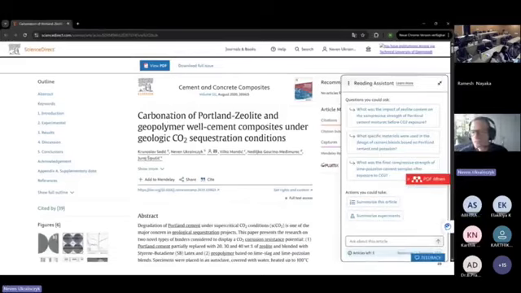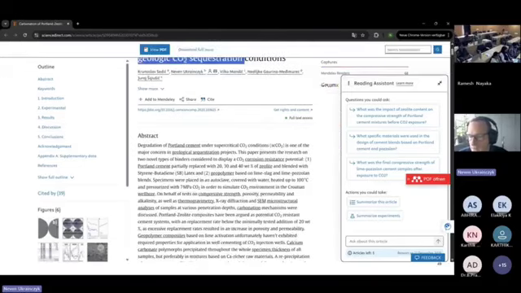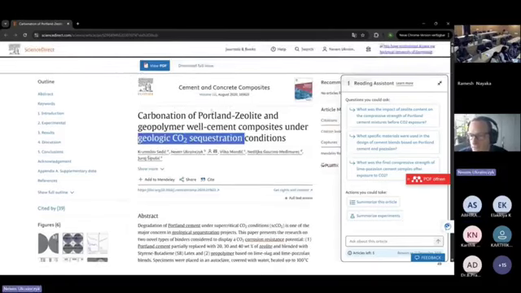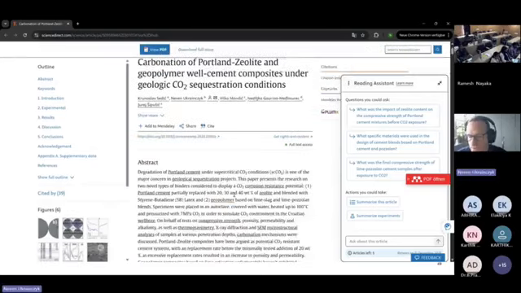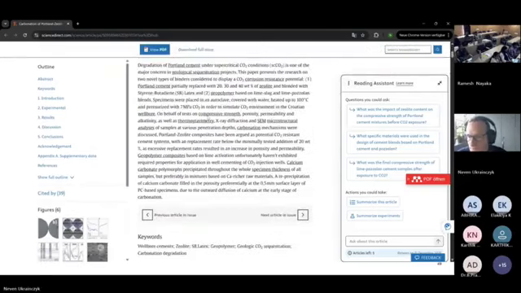We did some study on carbonation. This is for geological CO2 sequestration, so it's under supercritical CO2 conditions. Those are for the oil wells, to store CO2 in the wells, and how the CO2 reacts with the materials. It was 7 megapascal CO2 at 100 degrees.